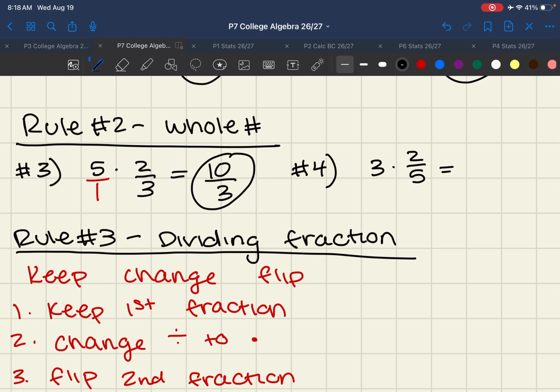Okay. Same with number 4. We have 3 times 2/5. I'm going to change the 3 into a fraction by putting it over 1, and then I'm going to multiply across. 3 times 2 is 6. 1 times 5 is 5. So my answer is 6 over 5.